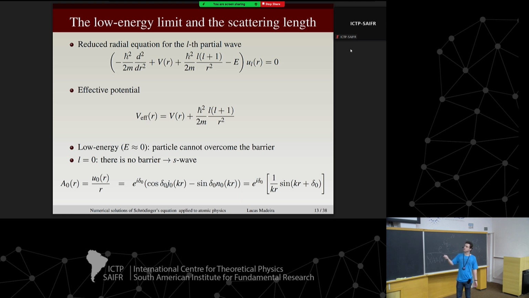If we're talking about low energy physics, my energy is pretty small compared to all the other typical energy quantities in my problem. The particle doesn't have enough energy to overcome this barrier, the centrifugal barrier. So for low energy processes, this particle cannot go over this. But luckily for L equals 0, the barrier goes away, and that's going to be the most important partial wave when we're dealing with low energy phenomena, okay?